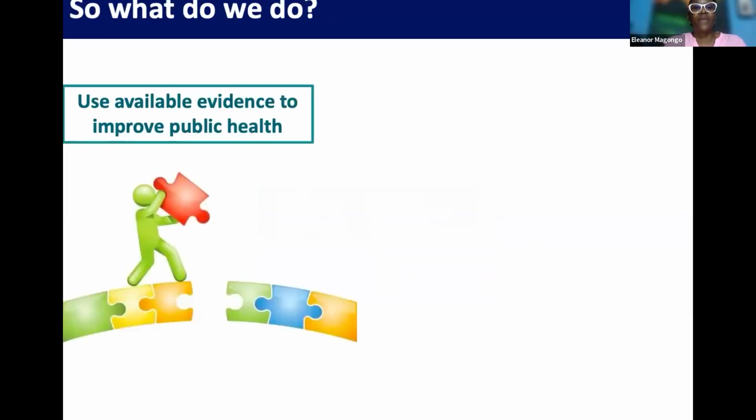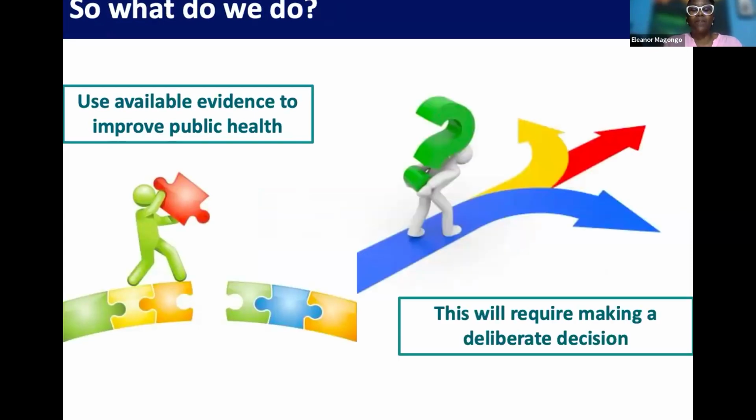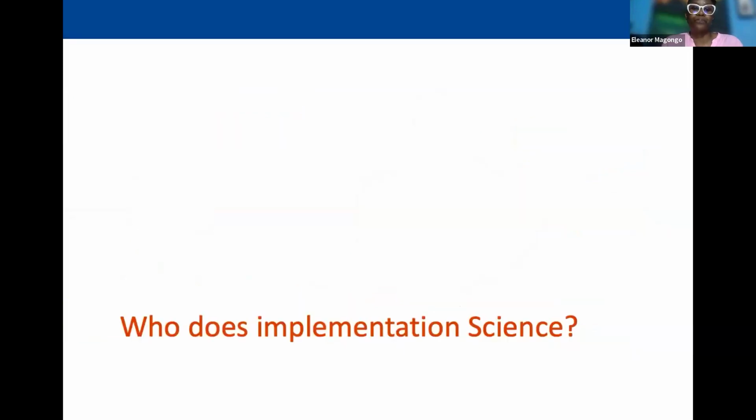So what then do we need to do? We need to use the available evidence to improve public health, and this will require us to make a deliberate effort or decision to ensure that we are understanding the real barriers and coming up with interventions to address those barriers so that we bridge the know-do gap or the evidence-practice gap.